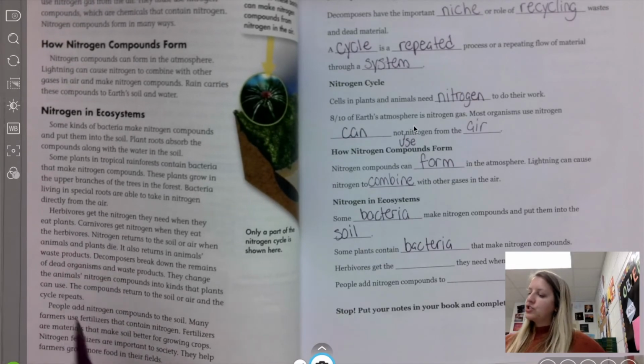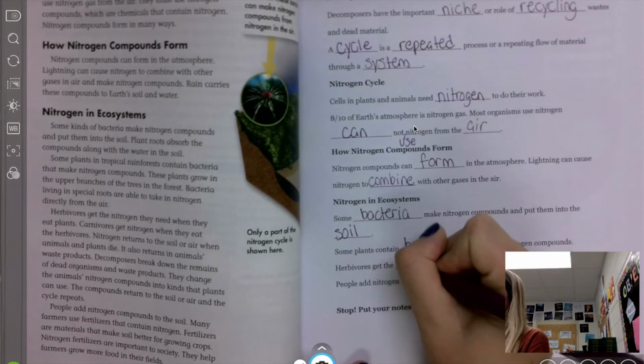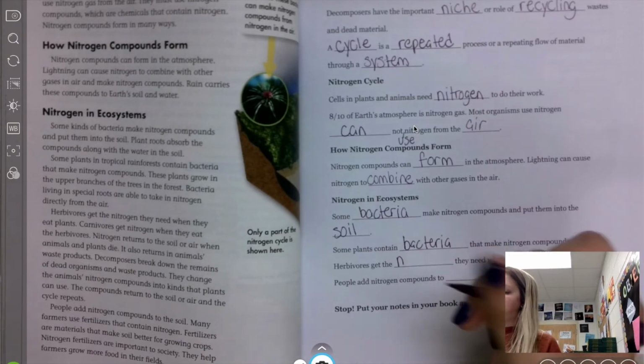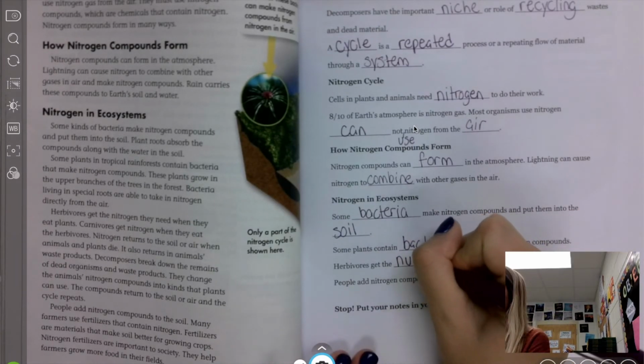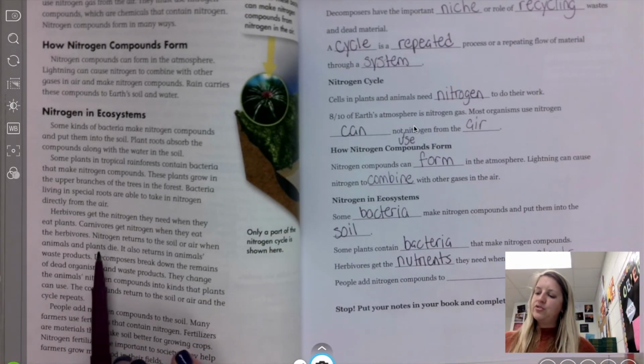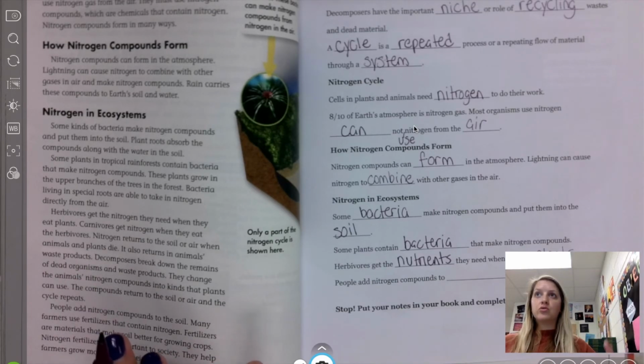Herbivores get the nitrogen they need when they eat plants. So herbivores are organisms that just eat plants, and they get the nutrients they need when they eat plants. Carnivores get nutrients when they eat the herbivores. So when a carnivore, who only eats other animals, eats the herbivore, they get the nitrogen.